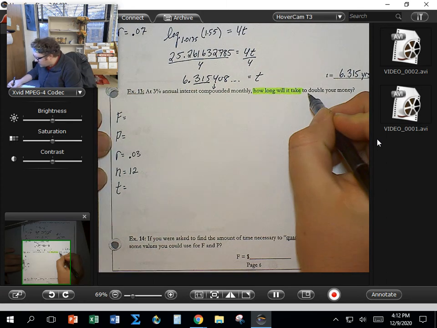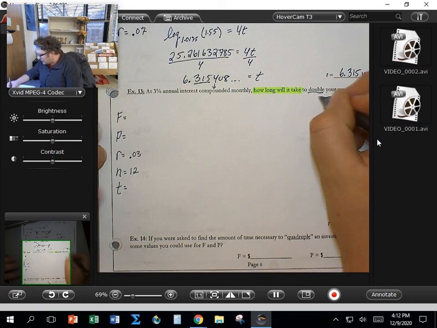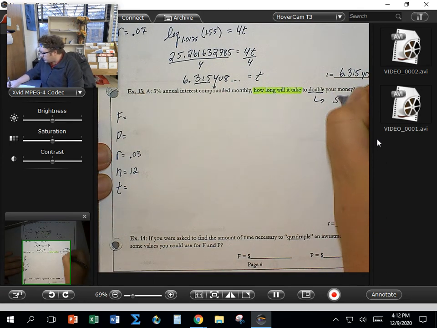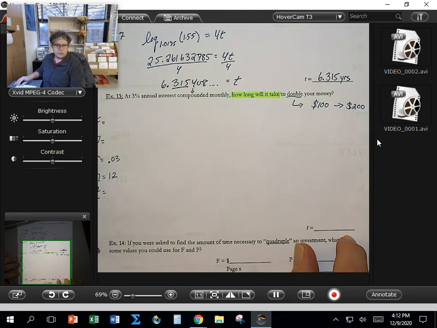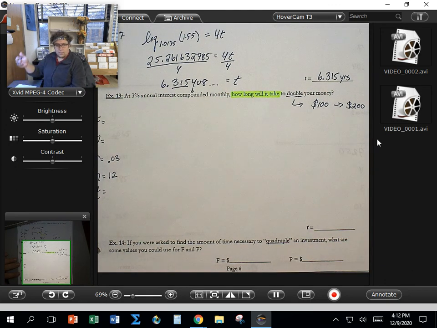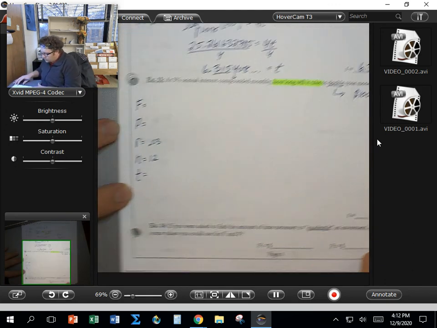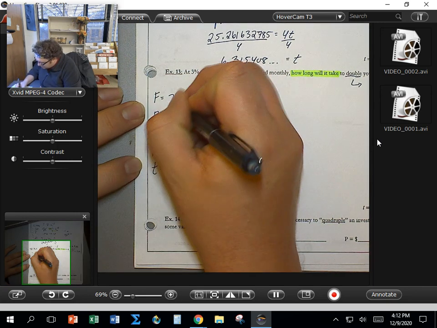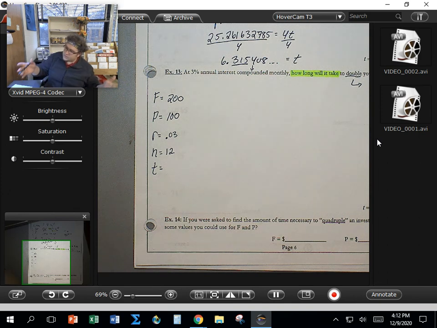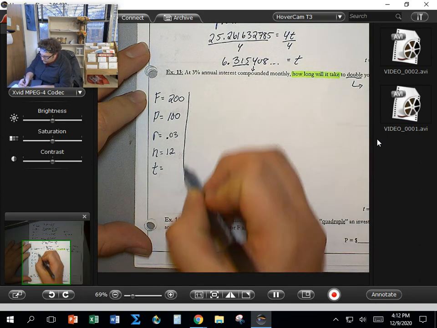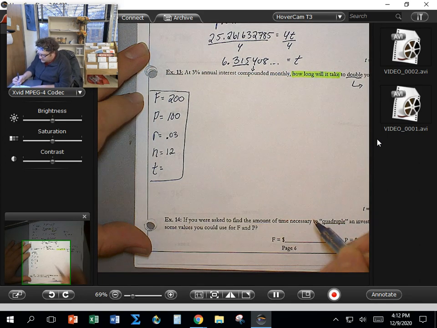So when they give you double your money, you want to think, okay, well, if I started with 100, then 200 would be doubling. 100 would double as 200. So I'm just going to use 200 and 100. I could use 1,000, 2,000. I could use 1 million, 2 million. But in a second, you're going to see why it doesn't matter. So that is your table for example 13.